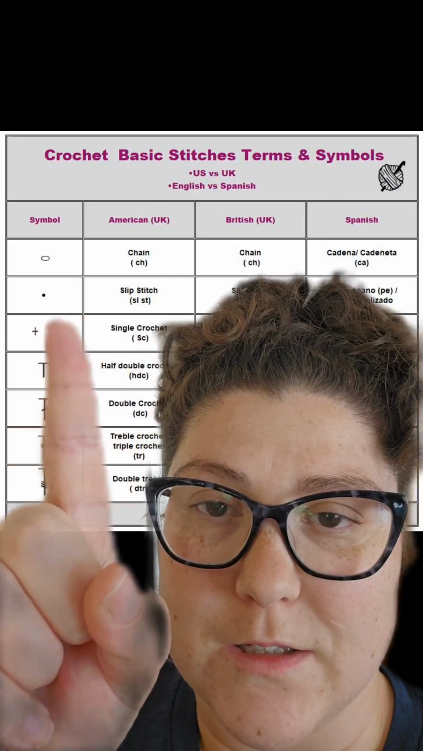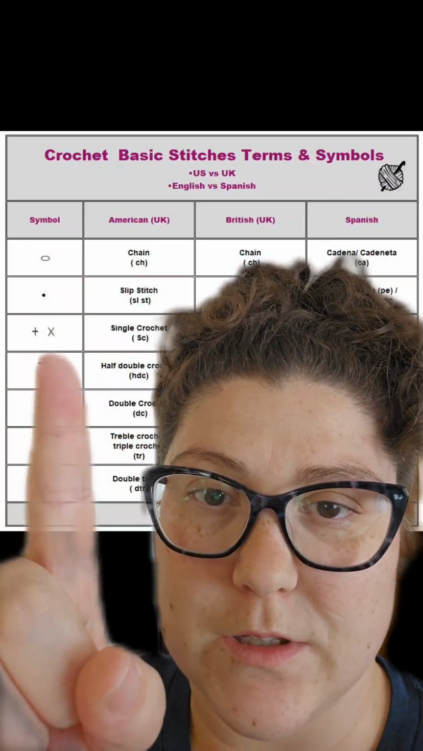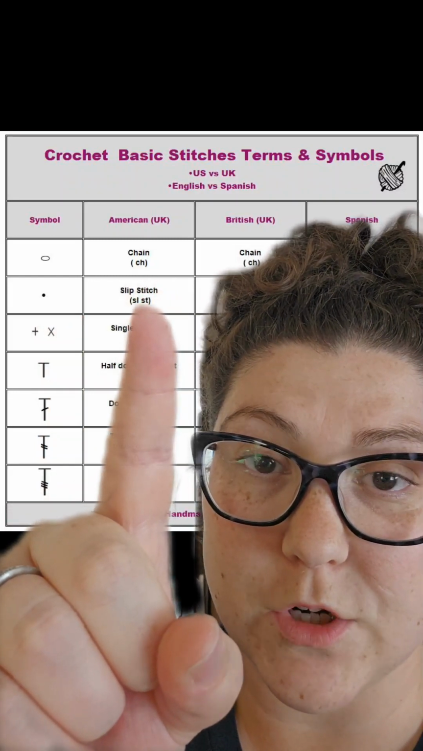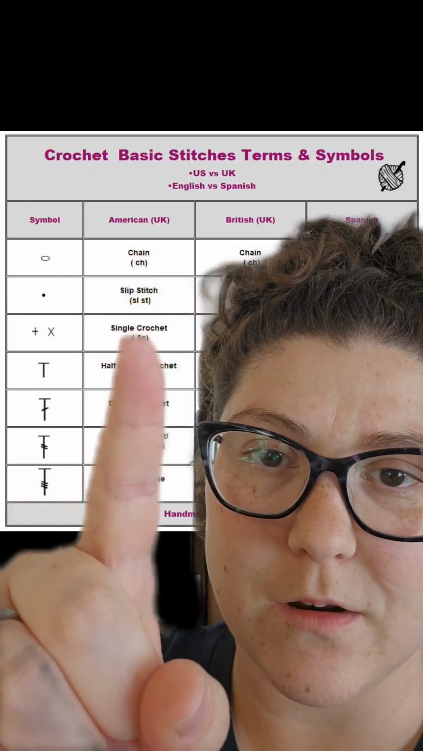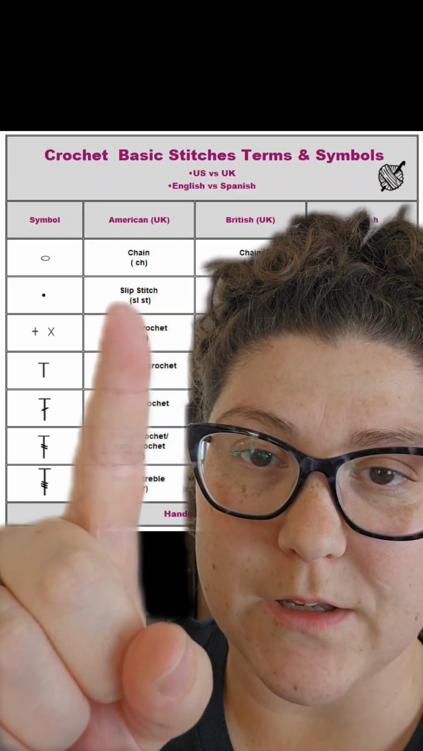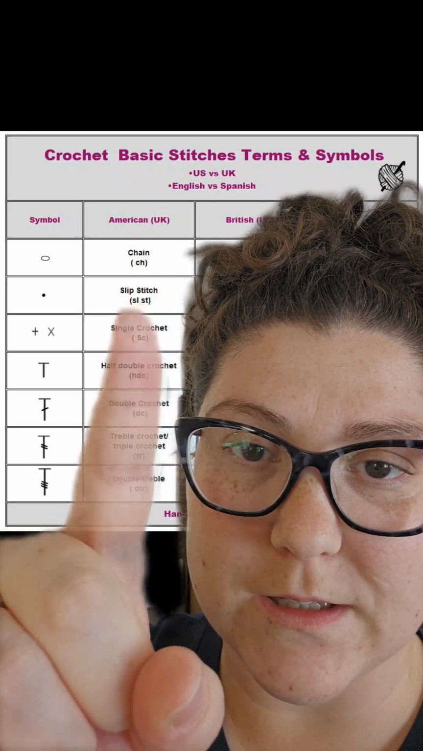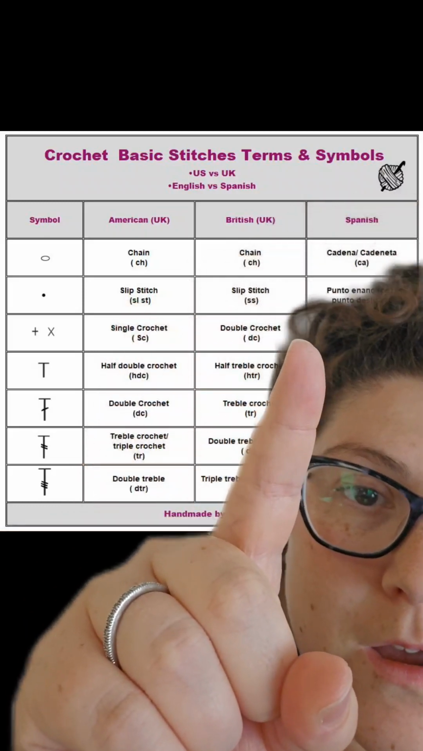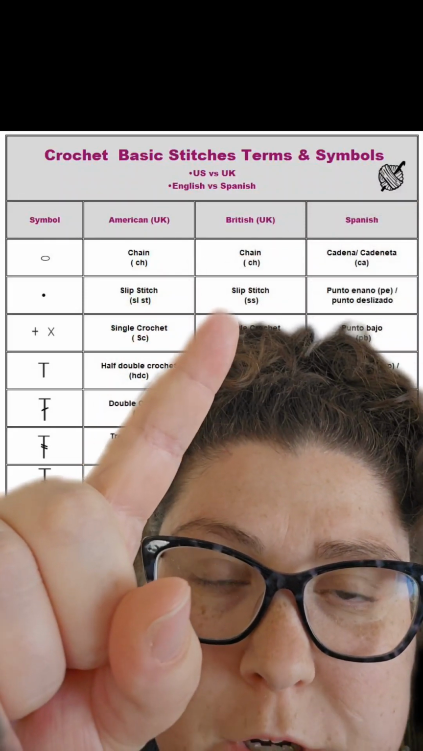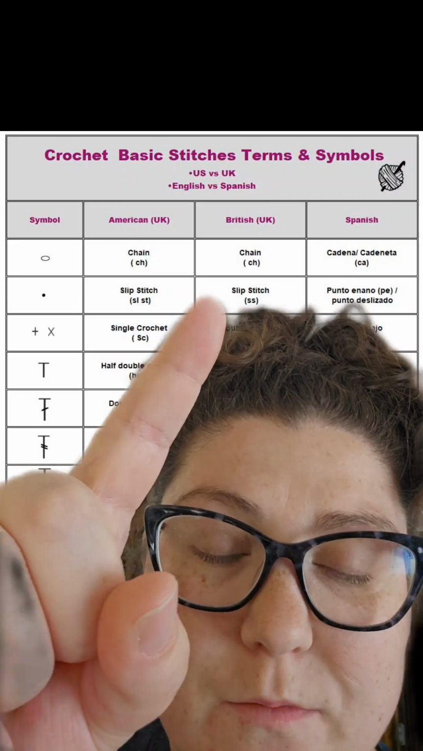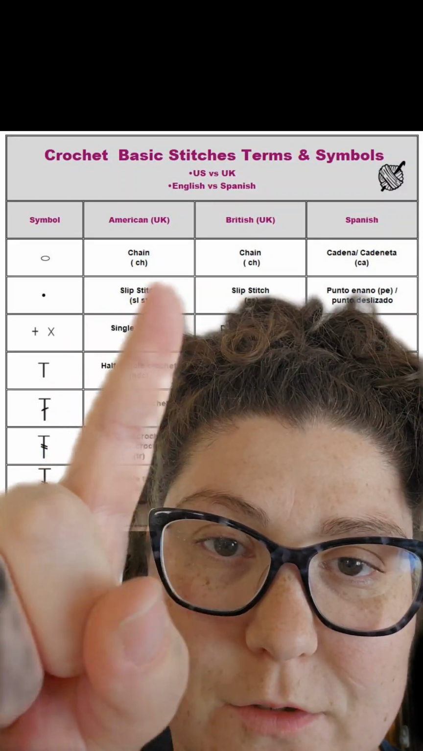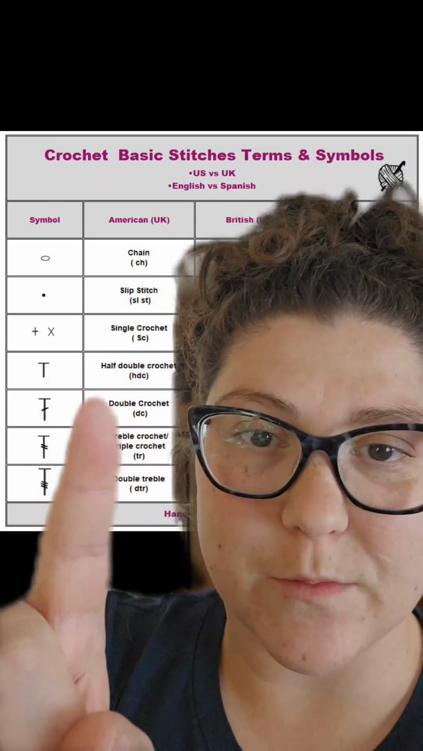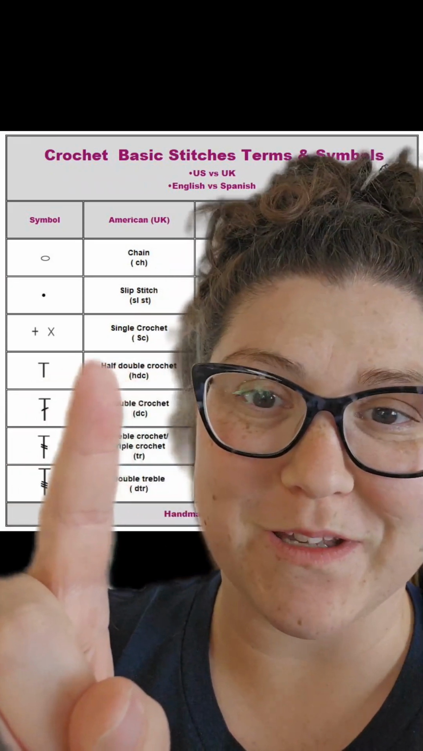These are for diagrams, by the way. So the symbol for a slip stitch is a dot. In American US terms, it says slip stitch, and then the abbreviation is SLST. Sometimes there's no space, just so you know. Slip stitch in British UK is usually SS. Sometimes that's also American, so just keep that in mind. And then the Spanish version, now I'm disappearing. How do people do this?